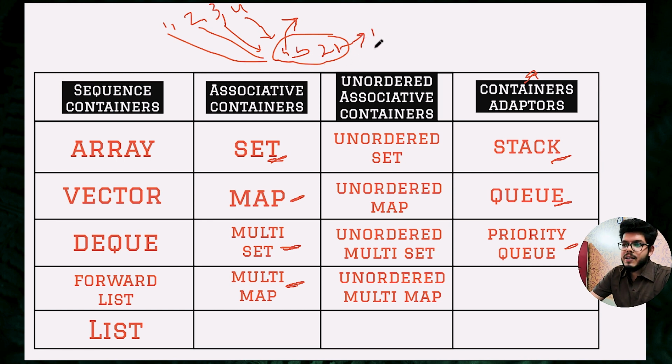So a priority queue enables these three functions: we can insert new data, we can get the maximum out of the priority queue, and we can get the minimum out of the priority queue. All these operations are in log of n time complexity. I hope you got an overview of the different types of containers we have in the standard template library.